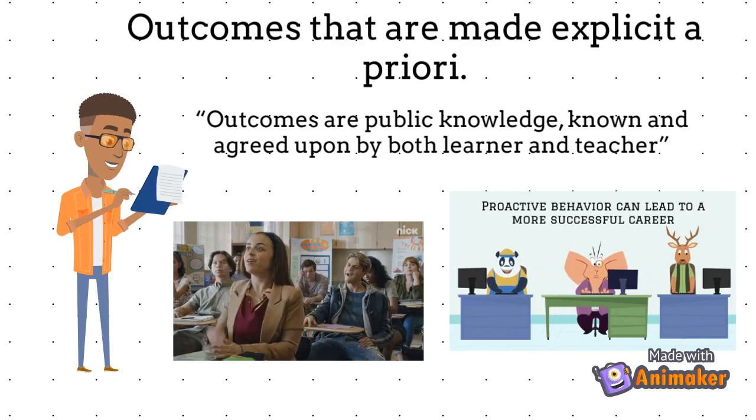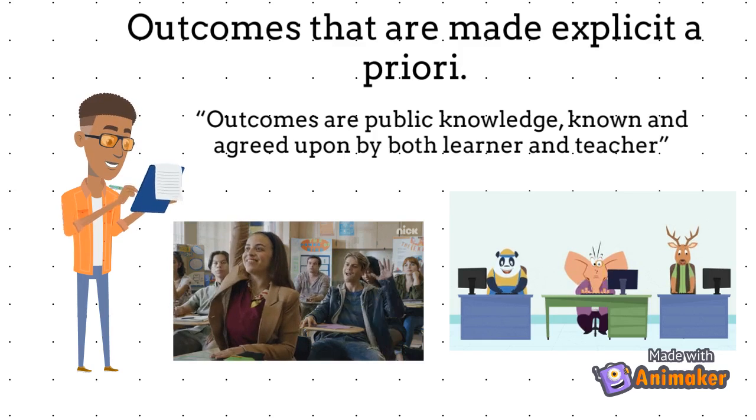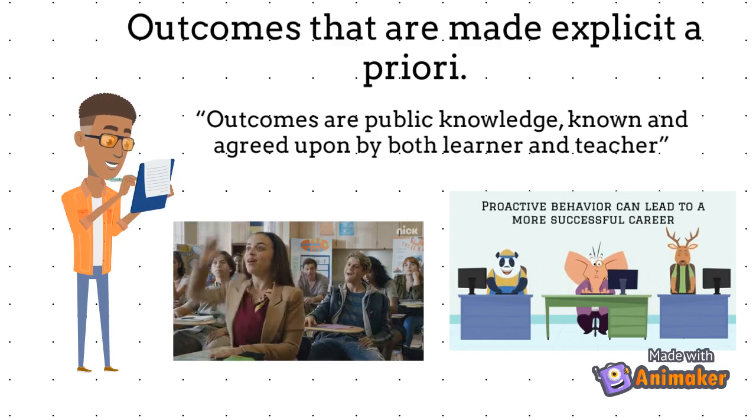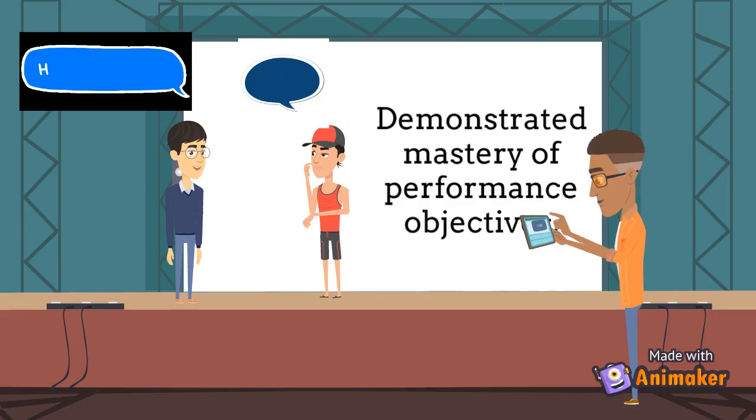Outcomes that are made explicit a priori. Outcomes are public knowledge, known and agreed upon by both learner and teacher. This means that the students clearly know what behaviors and skills are expected of them.